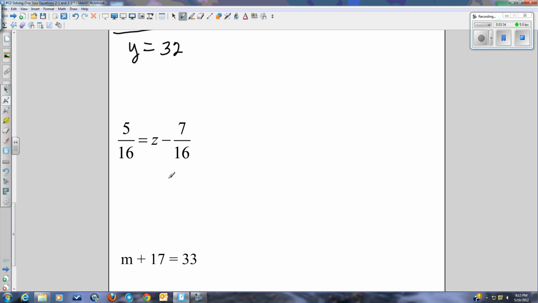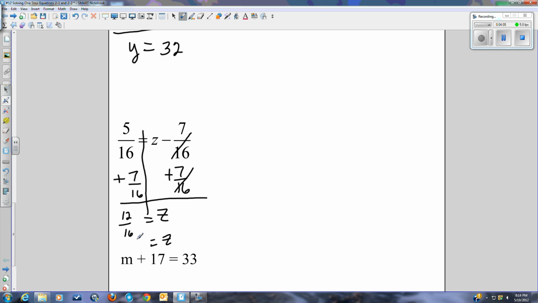Keep going. We want to get z alone. Well, 7/16 is being subtracted from z. If it helps, draw the line. The opposite of subtracting 7/16 is adding 7/16. We add those numbers to both sides. The 7/16 will cancel, and you have z is equal to 12/16. Now you can reduce that, which is a good idea. And we have that z is equal to, you divide each by 4, 3/4. So that is your missing number.